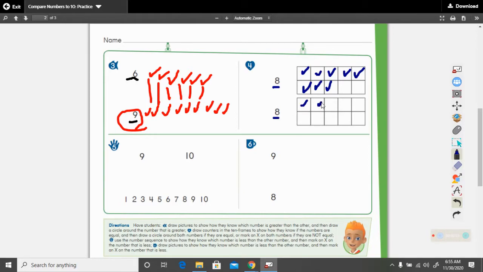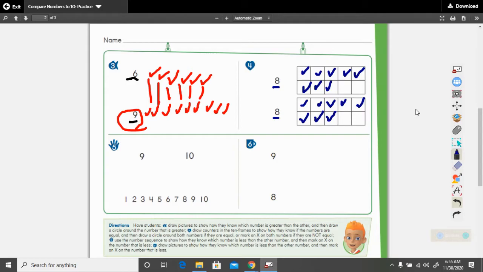1, 2, 3, 4, 5, and then we start at the beginning. We don't fill up here. We always start at the beginning and work over. 5, 6, 7, 8. We have 8 in that 10 frame.